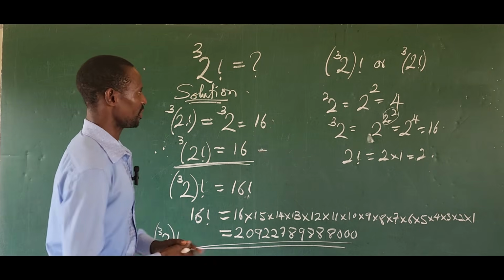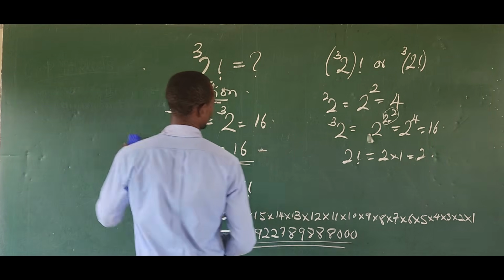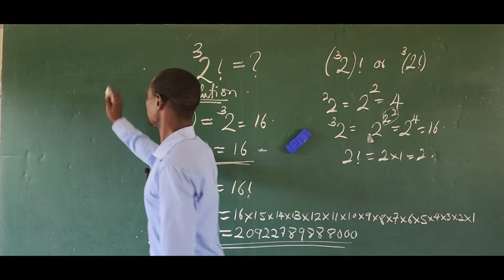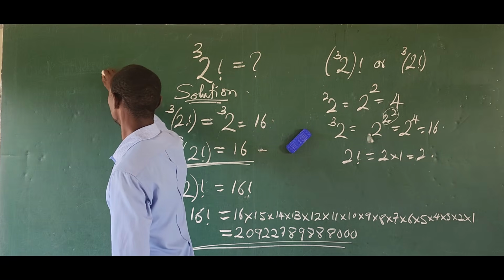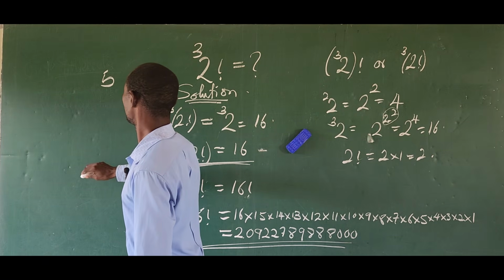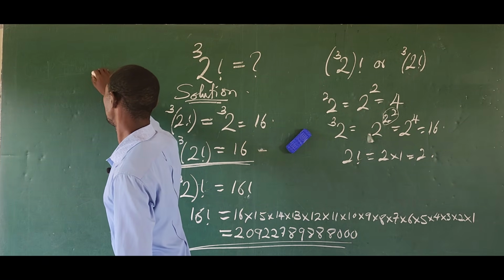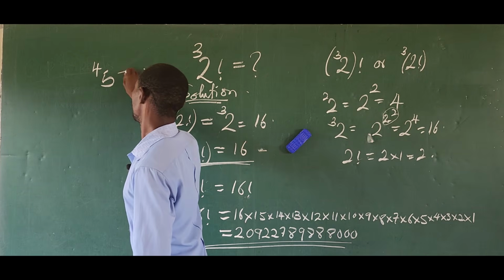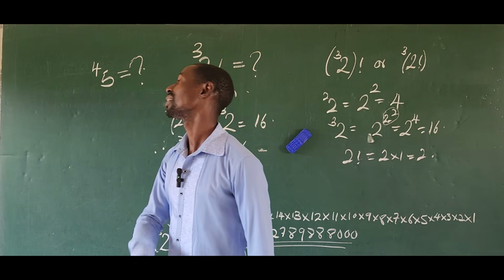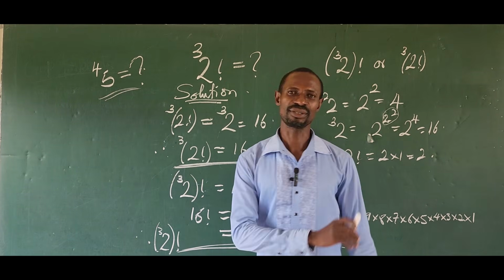Then again, I want to give a little assignment to you. Solve this for me. If you have 5 tetration 4, this is equal to what? I leave this for you to solve.